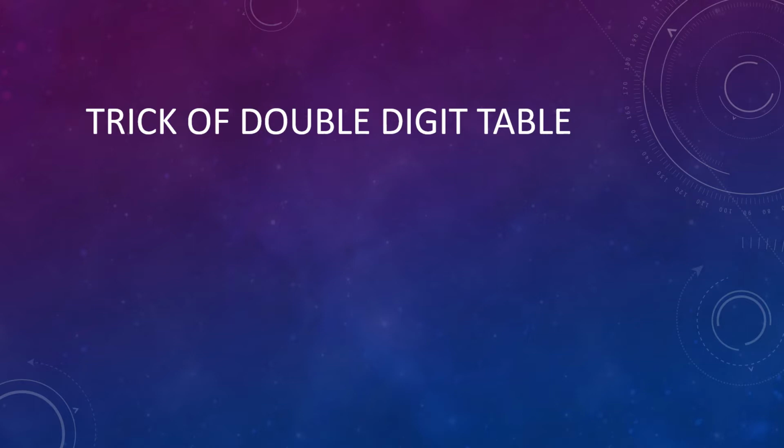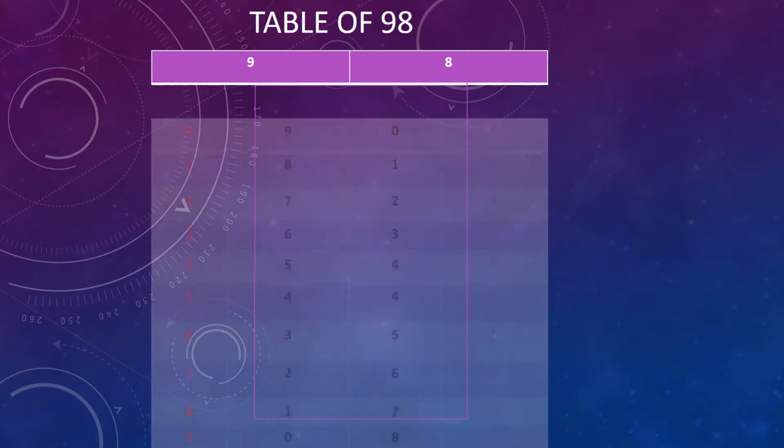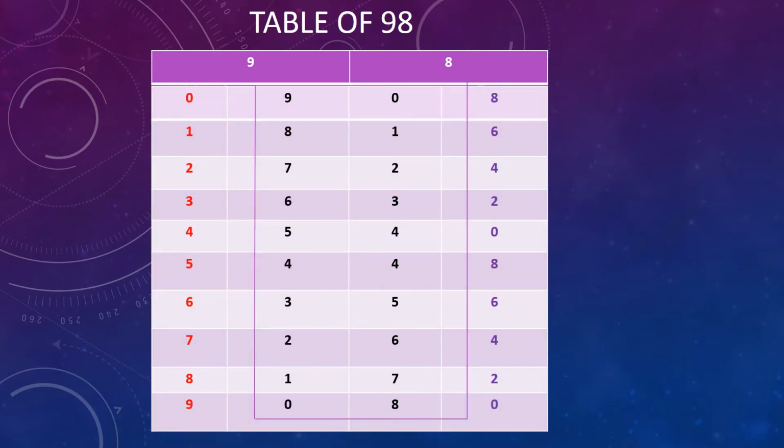So today our video is about the trick of double digit tables. That means the tables of 26, 35, 58, 96. How can you do this table easily? So, table of 98. First you have to write the table of 9 and second you have to write the table of 8. I'm going to explain this trick with two examples. So please watch the video till the end so that you can understand the trick well.